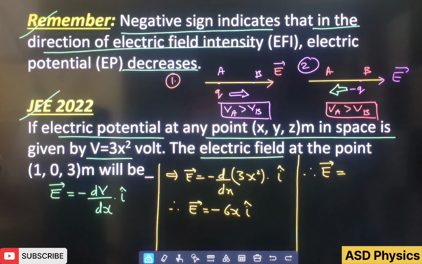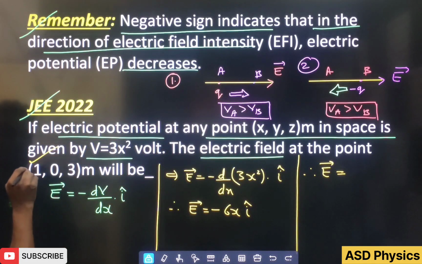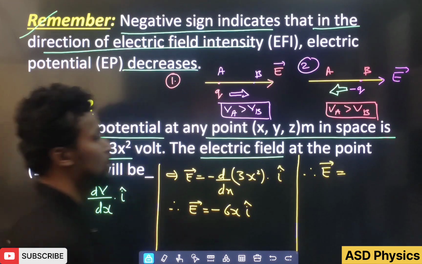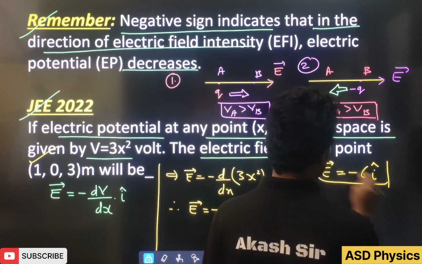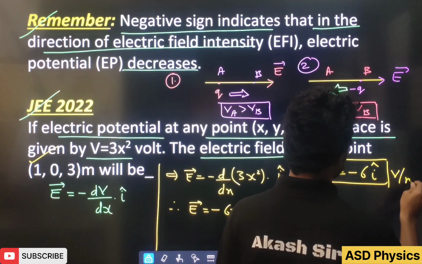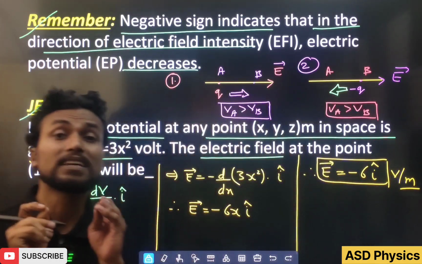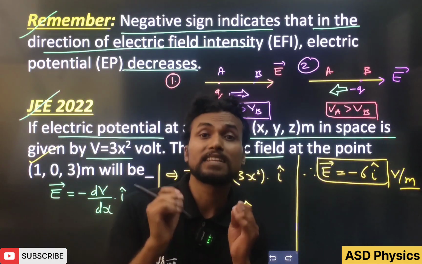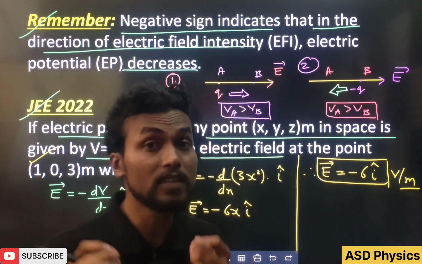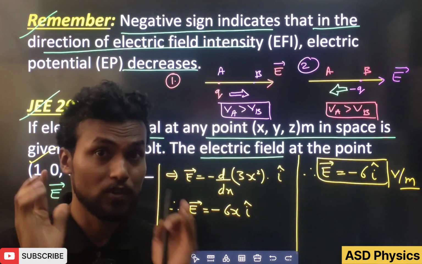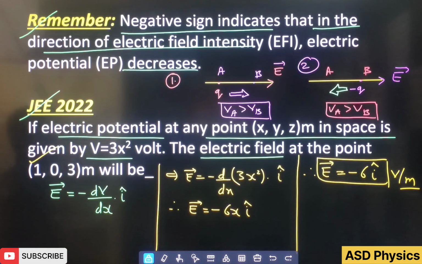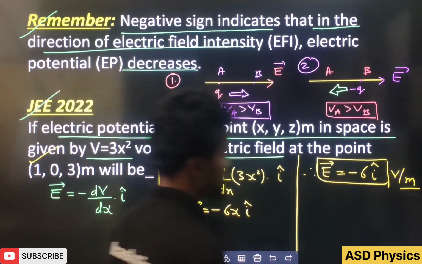What value of x to put? The x value is 1 here. So it will come minus 6 i cap. The unit is volt per meter, or you can also write Newton per coulomb. That means by seeing this, we can tell there is a 6 volt per meter electric field in the negative x direction. Just see how easily we have solved the JEE 2022 question.